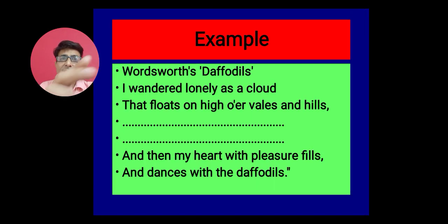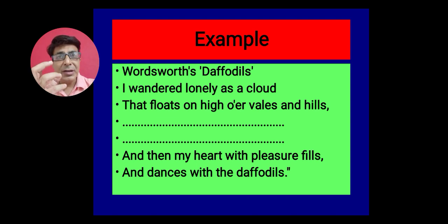Let's take this example of William Wordsworth's lyric Daffodils. This is a very popular lyric written by the poet of nature William Wordsworth. In this lyric, as I told you, the first stanza introduces the problem which is developed later on in the second, third and fourth stanza, and in the last stanza the resolution or the solution to the problem is presented by William Wordsworth. If you read the first 2 lines, I wandered lonely as a cloud that floats on high over vales and hills. In these lines, William Wordsworth expresses his loneliness.